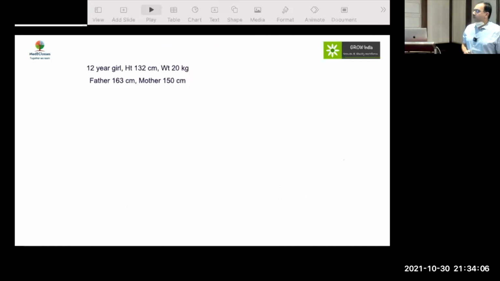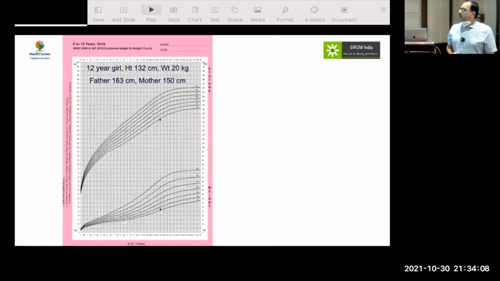Let's start with the first case. A 12-year-old girl. This is the growth chart. So Dr. Anurag, what do you think? Is this child short or not? That's the genetic potential. So if you look at just the chart, she looks slightly short, below the percentile. Now the genetic potential: the mid-parental height is here, 163 and 150, so you get 150, and then you have plus or minus 6 centimeters, which gives you the range.